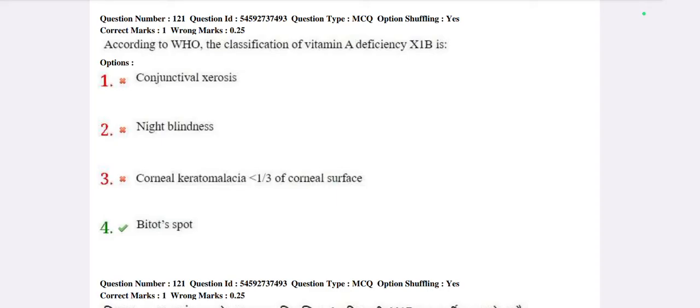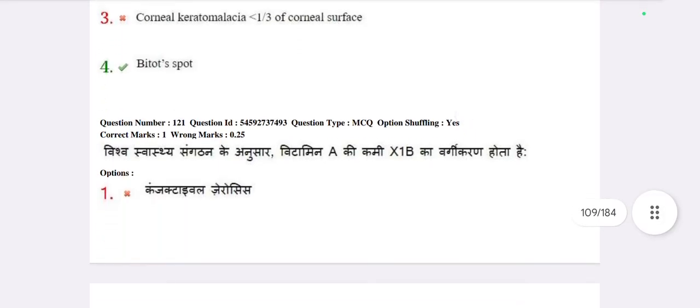Our next question is, according to WHO, the classification of vitamin A deficiency XIB is conjunctival xerosis, night blindness, corneal keratomalacia less than 1/3 of corneal surface, or Bitot's spot. Correct answer is Bitot's spots.